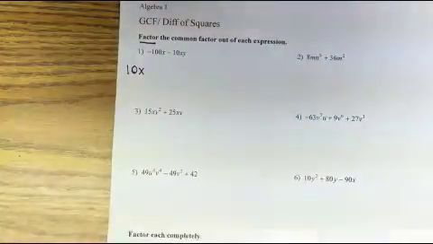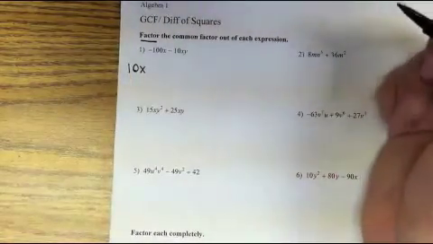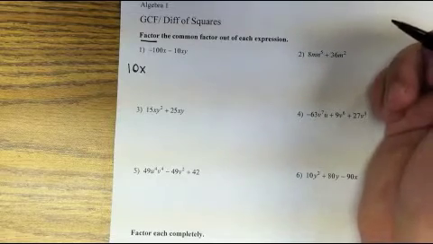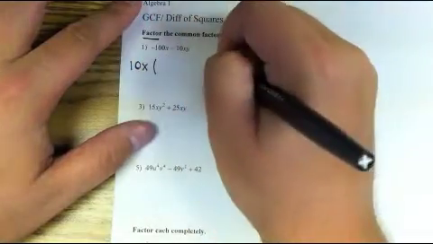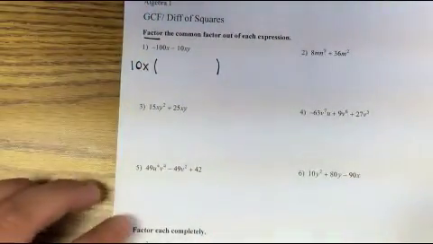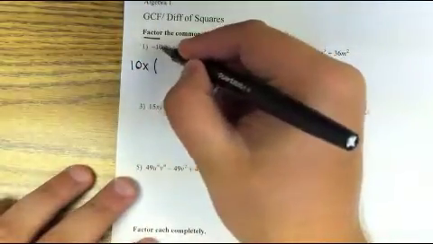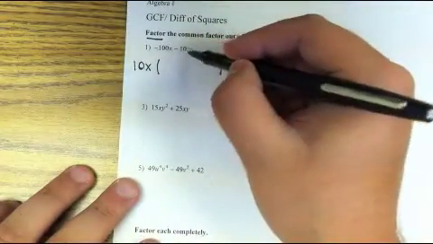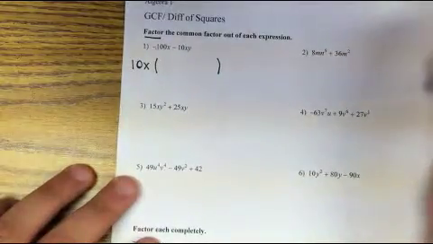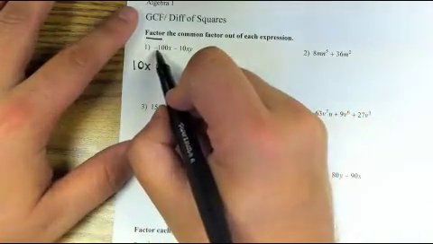So you've done step number 1. Now step number 2, you're going to divide every term by the GCF. And to do that, you're going to open a set of parentheses like so. And we're going to take the negative 100x and divide it by the 10x. We're going to take the negative 10xy and divide it by the 10x. So let's do the first term. What's negative 100x divided by a 10x?